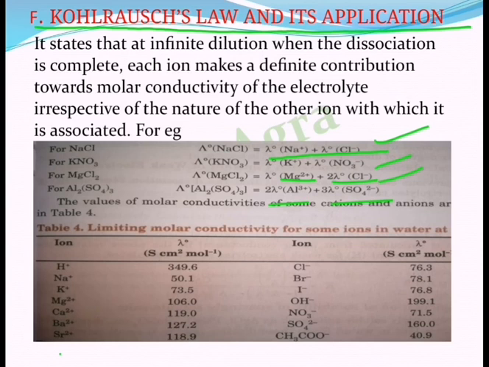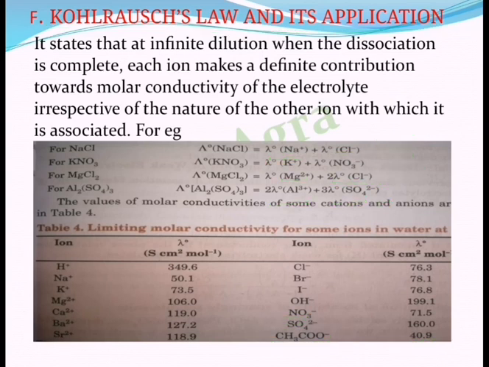So this is a table that is given for the molar conductivity at infinite dilution of each ion. Hydrogen has a molar conductivity at infinite dilution of 349.6, meaning maximum conductivity. It is due to its small size. Similarly, the last one, the acetate ion, has the smallest, 40.9, molar conductivity at infinite dilution. So you can easily get this table from your NCERT.